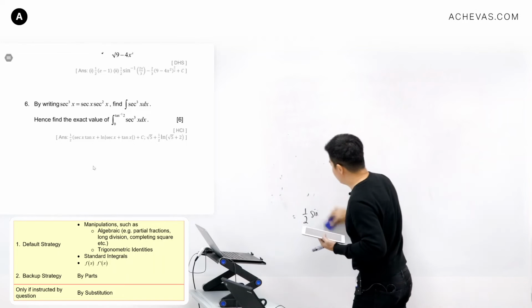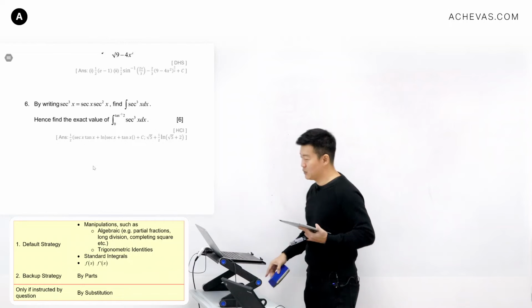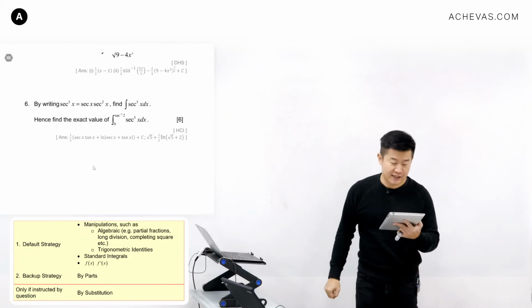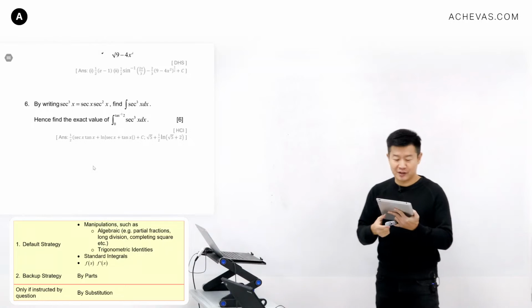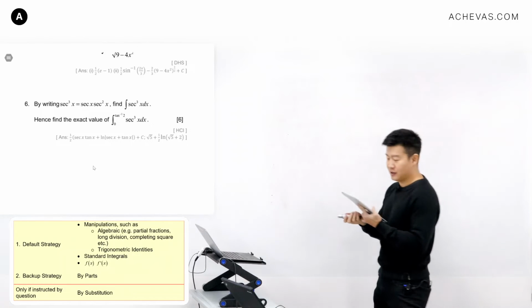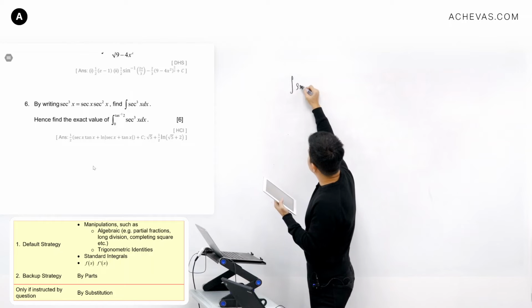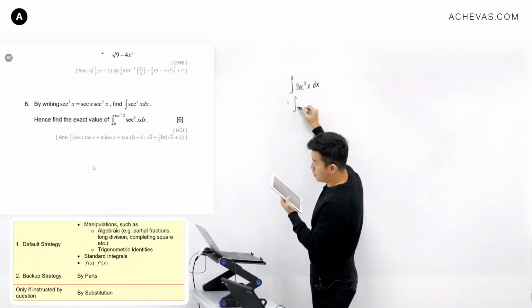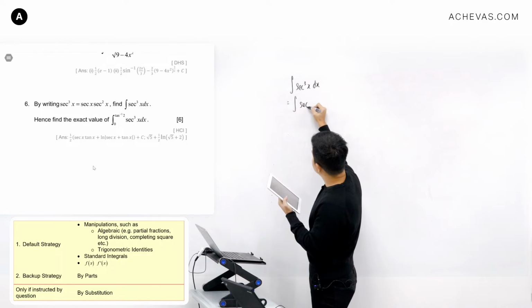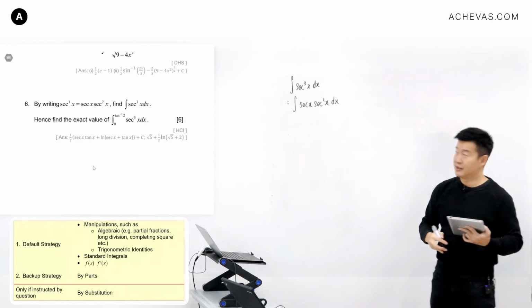For this Hwa Chong question part 1, the first time I saw this was a question that was in SRJC, and I spent quite a bit of time doing my experimentation before I finally got it. Question number 6. We are supposed to rewrite secant cube x dx into the form of secant x, secant square x dx. And let me share with you what I've done.